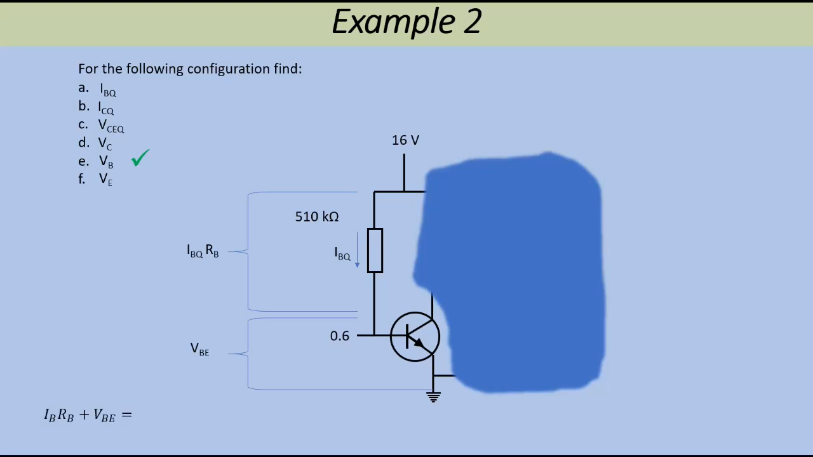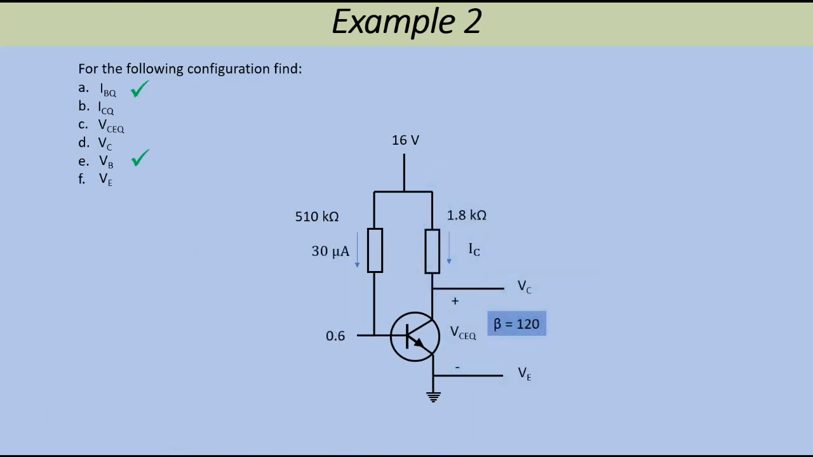Then we're going to use the Kirchhoff's law formula. IB RB plus VBE is 16 volts, the supply voltage. Plug in 510k for RB and 0.6 for VBE. Rearrange and calculate our value for IBQ, which turns out to be 30 microamps. Okay, so that's part A completed.